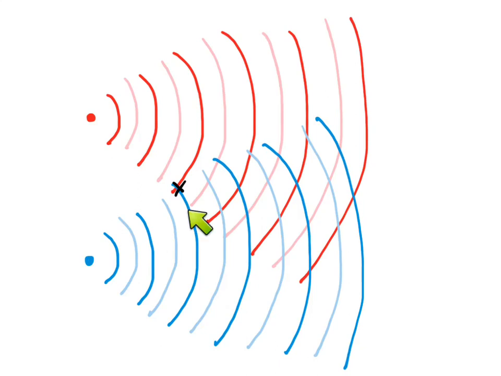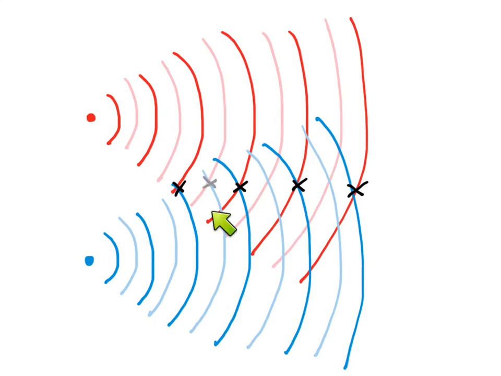So at this point here, we have the red source producing a peak and the blue source producing a peak as well. So both sources are trying to push the water up. So we're going to get a tall bit of water, basically. Here's another point where the red line overlaps with the blue line, and another one, and another one. So all these points along here, each cross represents the water being pushed up.